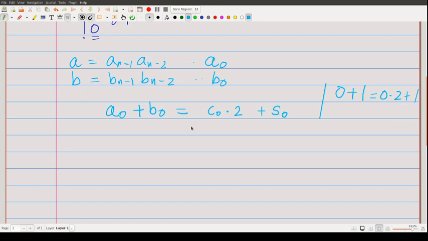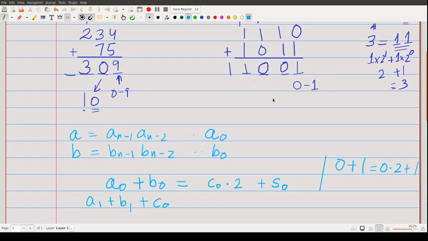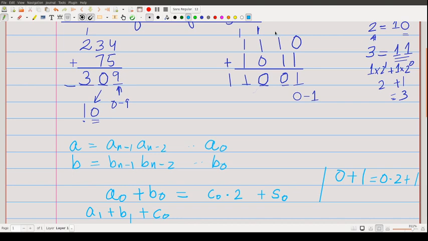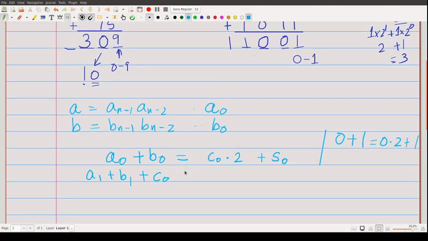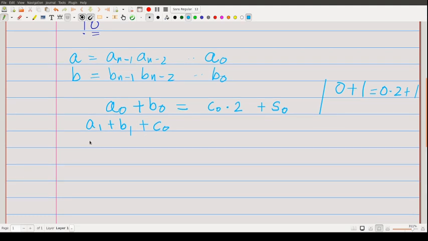Okay. And in the next step, we need to add a1 plus b1, and if there was any carry, then we add that carry to this next addition. So when we add these two digits, we also need to check whether there was some carry or not. If there's no carry, then of course it's just 0, which it is in this case. But if you write it as a general algorithm, then you'll need to make sure that you add c naught as well. And then again, you repeat the process where you write c1 times 2, where c1 is the next carry and s1 is the next digit of your result.